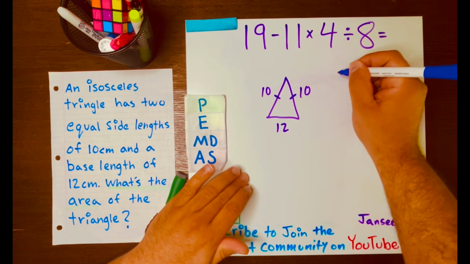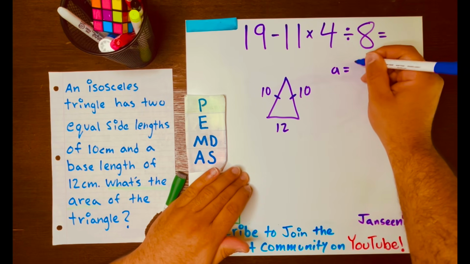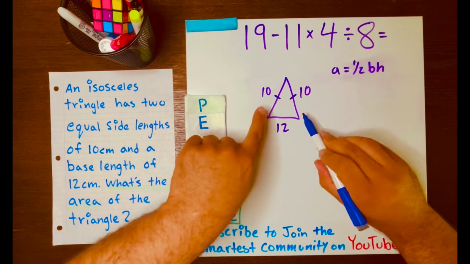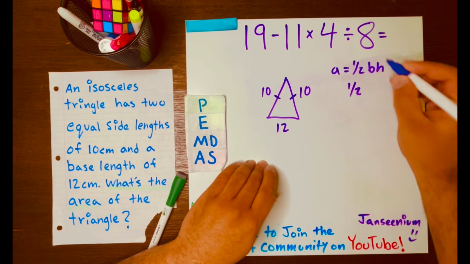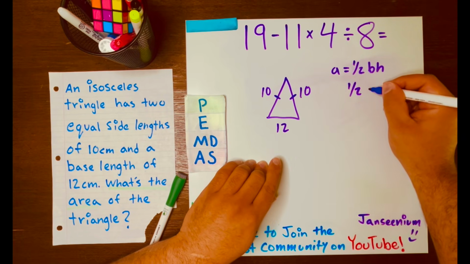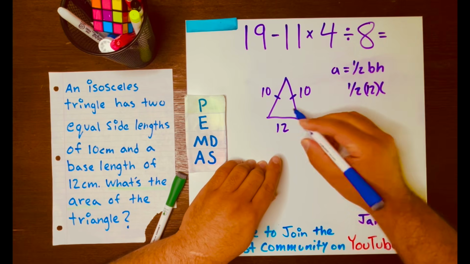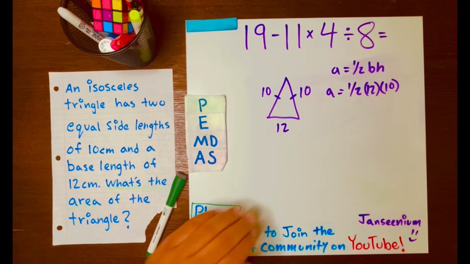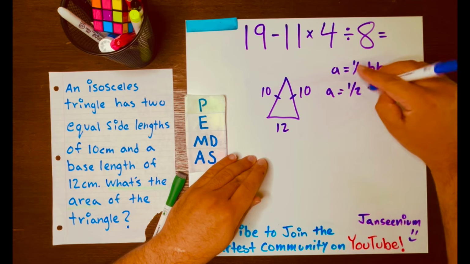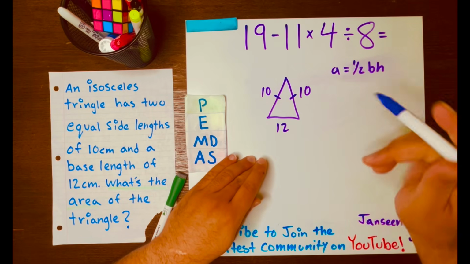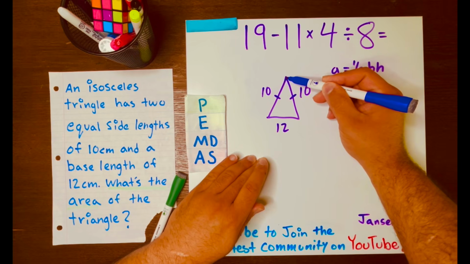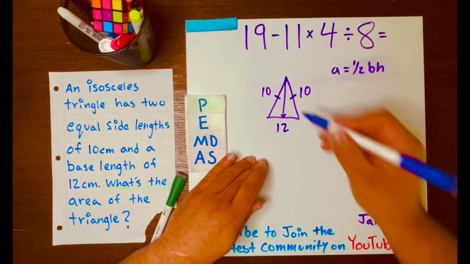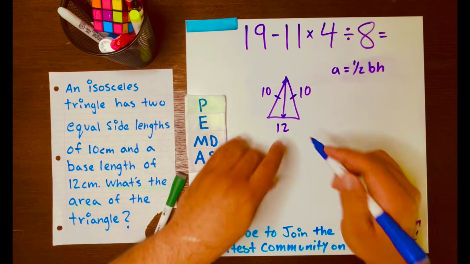So the area for a triangle is A equals 1/2 base times height. Now, some of you might just plug in 12 times the height 10, and that's going to give you the wrong answer. So don't do that. What you need to do is figure out the height. 10 is not the height. The height is starting from the top of this triangle all the way down to the base. So this is the height. So we need to figure that out.